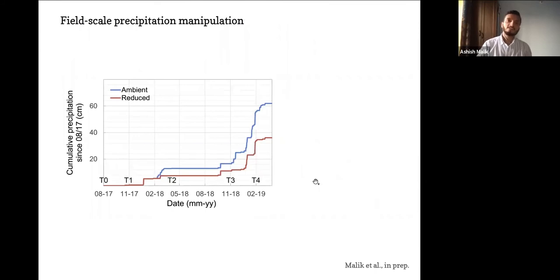So what we have here is a field scale precipitation manipulation. Remember, we started the experiment in August 2017, but there is a 10-year legacy of drought here. So decreased precipitation for 10 years. And here I'm showing the cumulative precipitation since August 2017 when the litter experiment was set up. So the first sampling point is then 3 months later, and this was at the end of the summer drought period, so the end of the dry season. The second time point is after the wet season in spring.